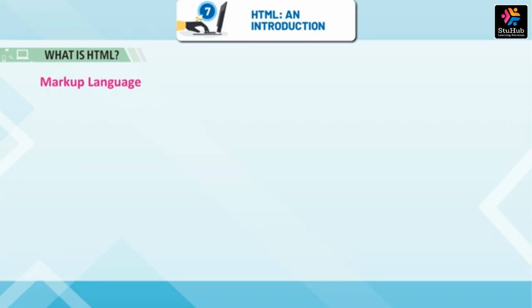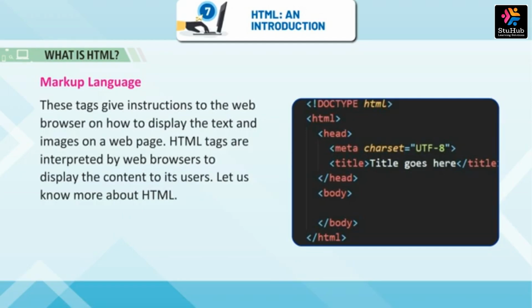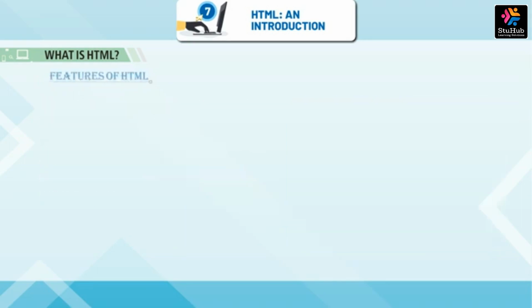Markup language. Markup language is like a style of writing and presentation for designing web pages on the World Wide Web. HTML consists of a series of markup symbols that are inserted into a file. Each individual markup symbol is referred to as a tag. These tags give instructions to the web browser on how to display the text and images on a web page. HTML tags are interpreted by web browsers to display the content to its users. Let us know more about HTML.